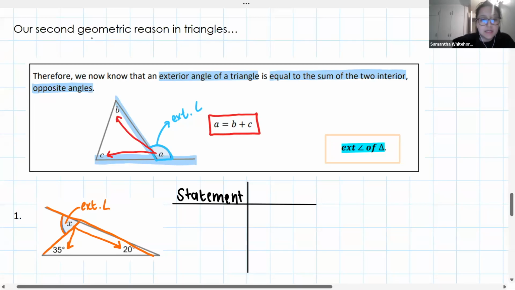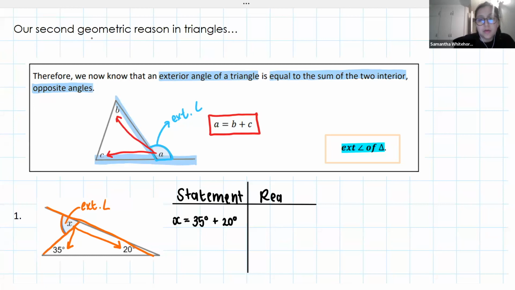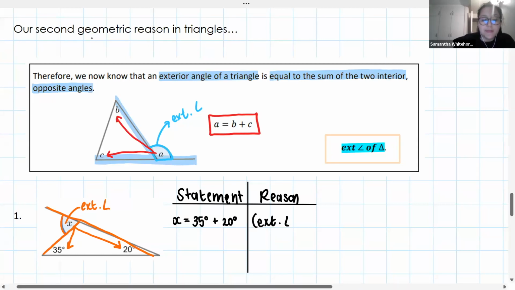So our statement here is going to be the fact that x is equal to 35 plus 20. And remember, we always give a reason. Our reason is now exterior angle of triangle. 35 plus 20 is 55 degrees. And so there we have it.